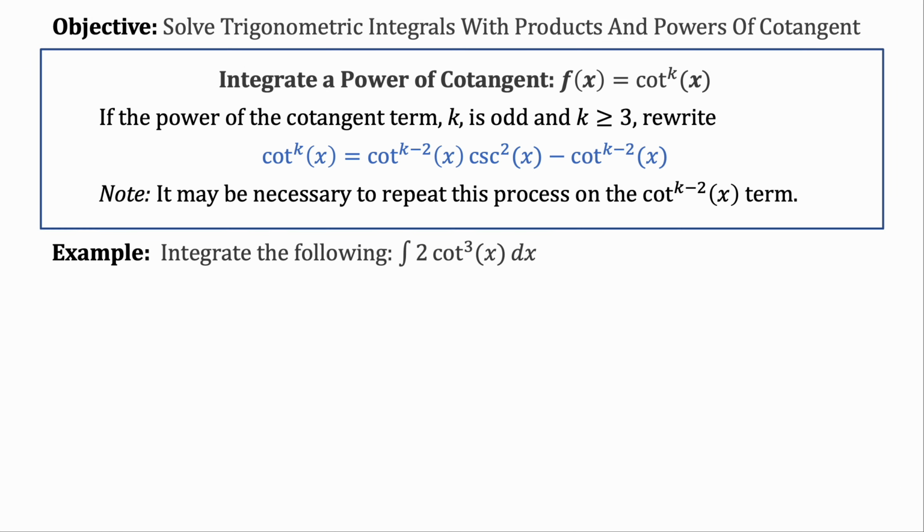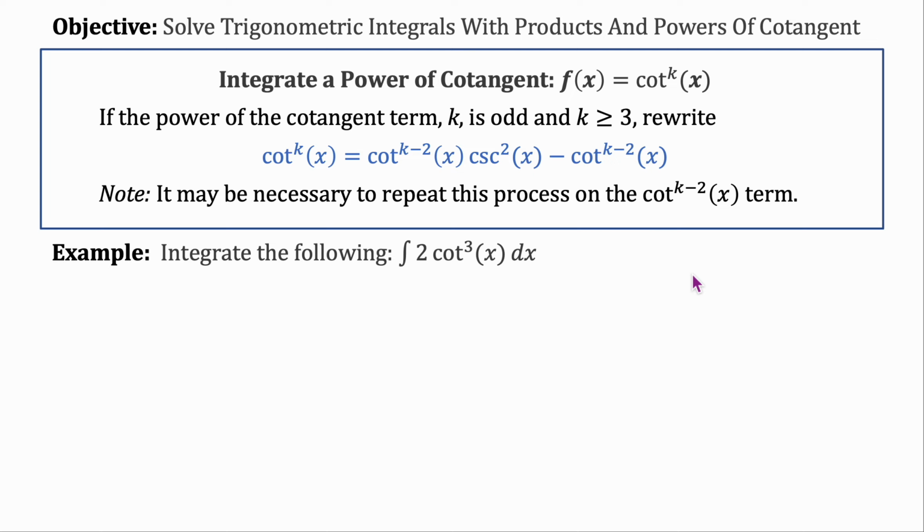So let's talk about how we integrate a power on a cotangent. If the power of the cotangent k is odd, and the odd power is greater than or equal to 3, we are going to need to rewrite the cotangent. We're going to take two of those cotangents off and replace them with the Pythagorean identity, and then we end up getting what you see here. You may have to repeat the process more than once if our k minus 2 term is too large. I'll show you as we go, and it'll make more sense.